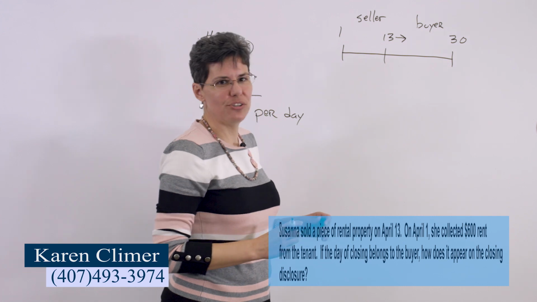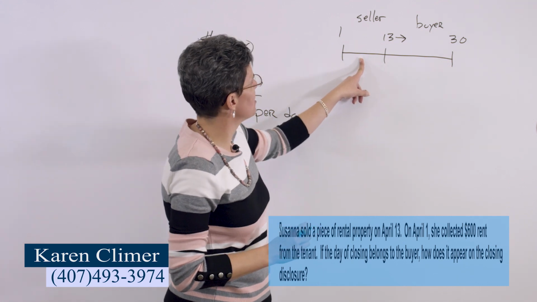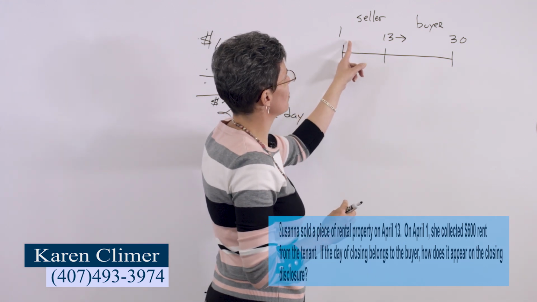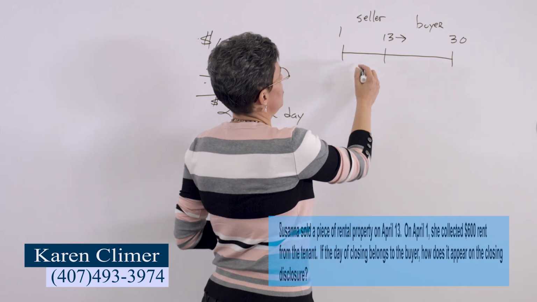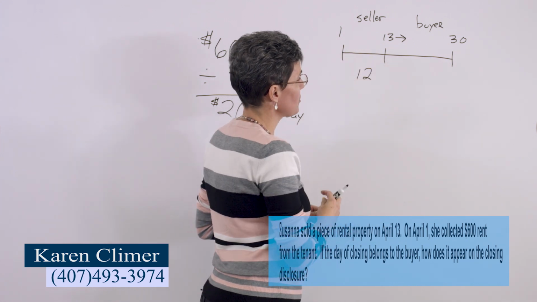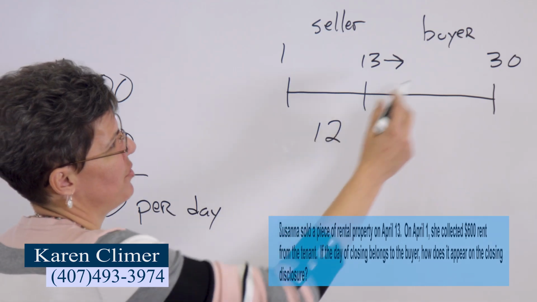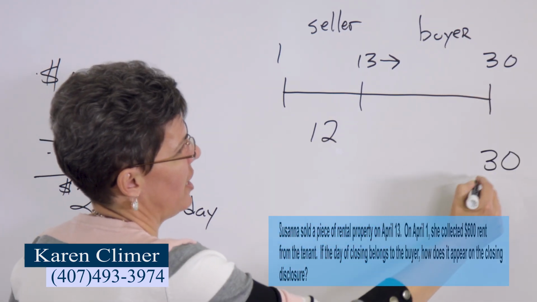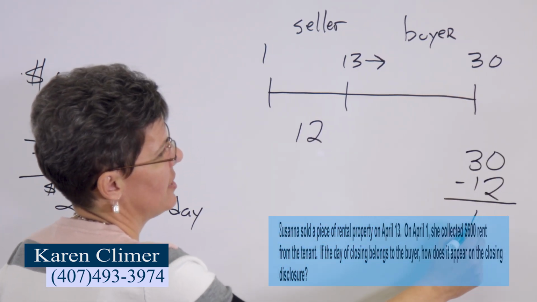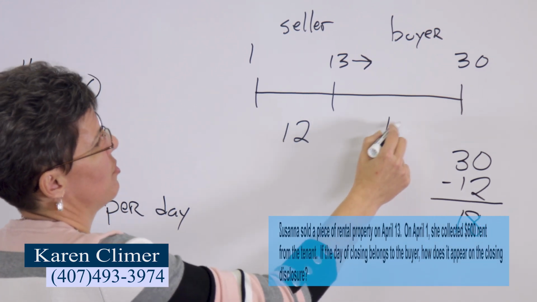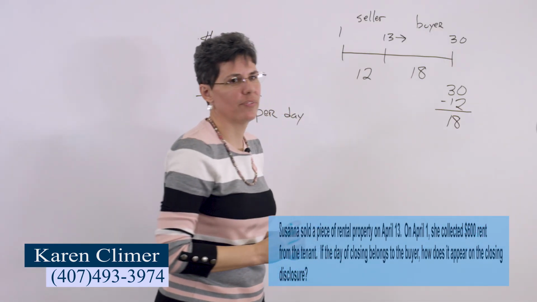So there's two ways you can do this. We need to figure out the seller's days. So he owns the 1st through the 12th, so 12 days. And then we're going to take 30 minus 12, and that gives us 18. So the buyer owns 18 days.